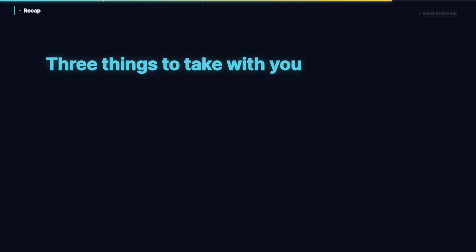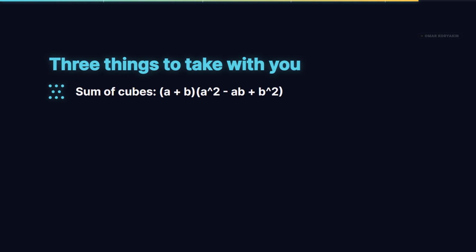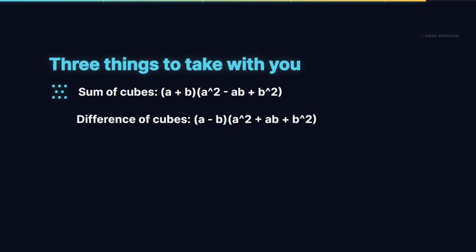3 takeaways for the cube factoring patterns. They handle every cube-shaped expression you will see in this course. Sum of cubes factors into a plus b times the trinomial a squared minus a b plus b squared. 2 perfect cubes added, 1 binomial and 1 trinomial in the factored form. The trinomial in parentheses cannot be factored further over the reals. Difference of cubes factors into a minus b times the trinomial a squared plus a b plus b squared. Same shape as the sum case, but with two sign flips: the binomial loses its plus and the middle term of the trinomial gains one.